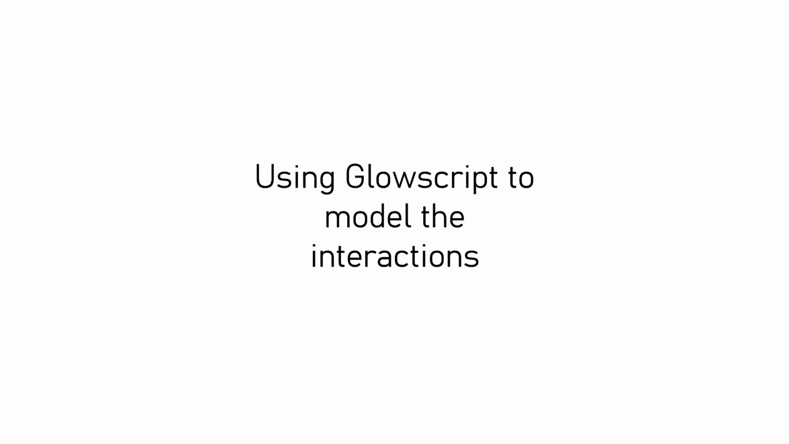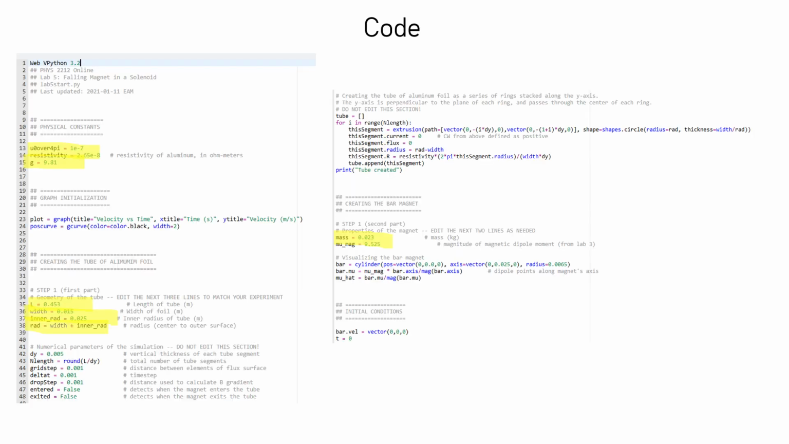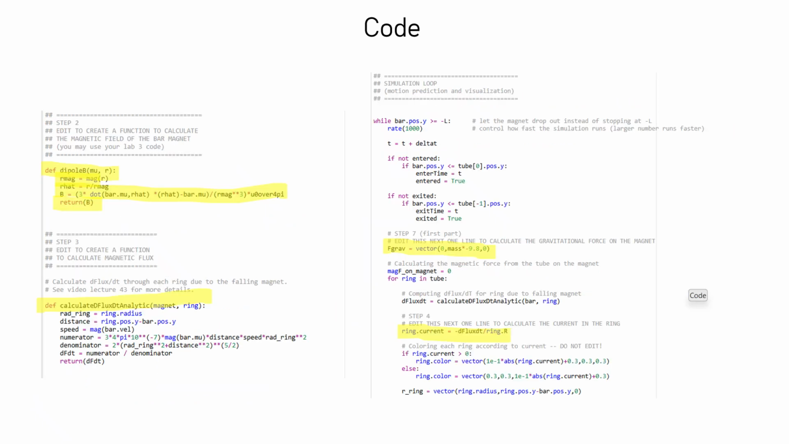Now using GlowScript to model the interactions. Everything on this slide is pretty much just initial conditions, initial constants, and parameters, and also modeling things visually, which you'll see at the end of the code. On this slide, starting on the left, we have the formula for a magnetic field of a dipole, and then we go through every ring and calculate the flux through that ring at any point. And using that and also the force of gravity, we can calculate the force of the cylinder on the magnet falling through the tube.